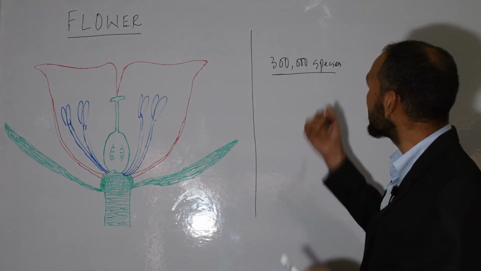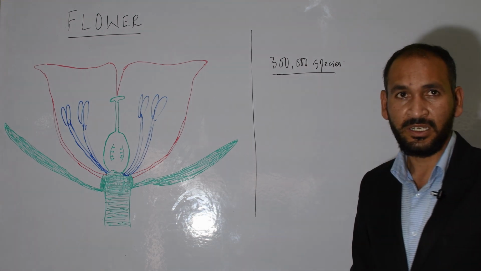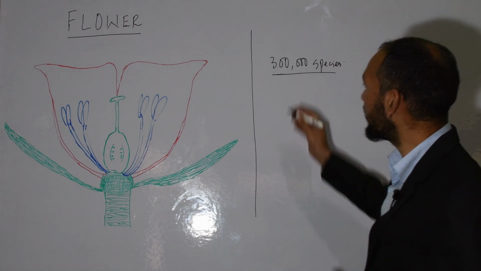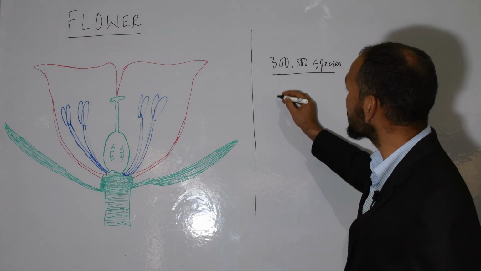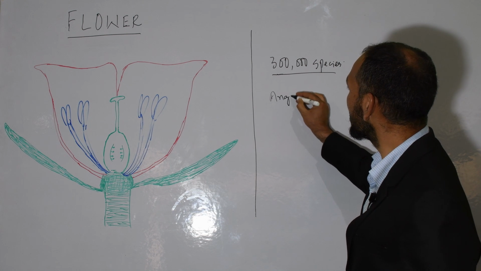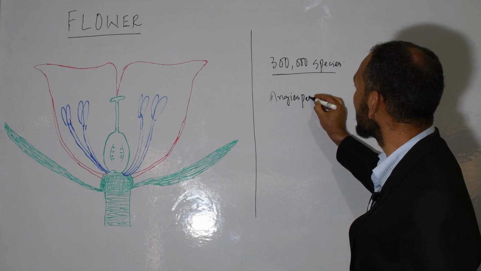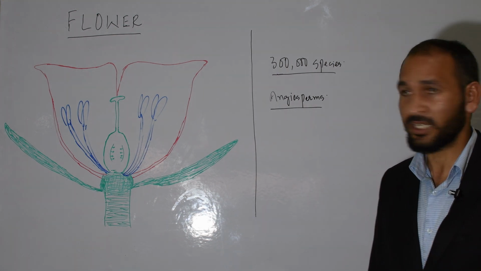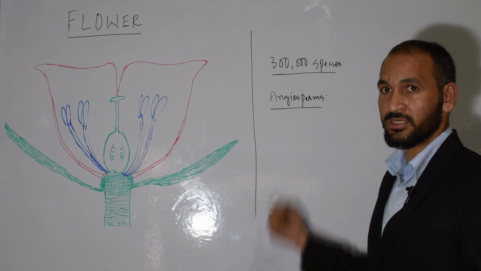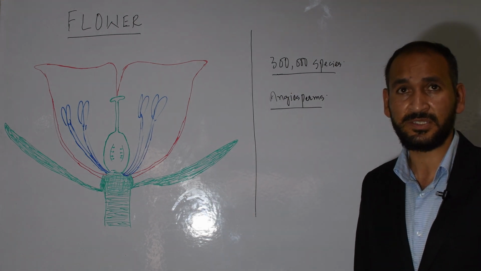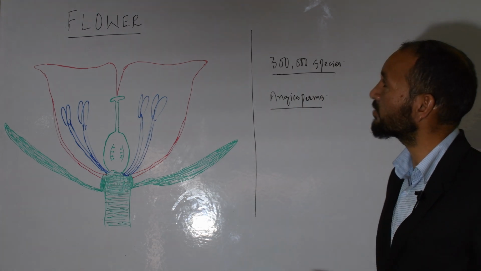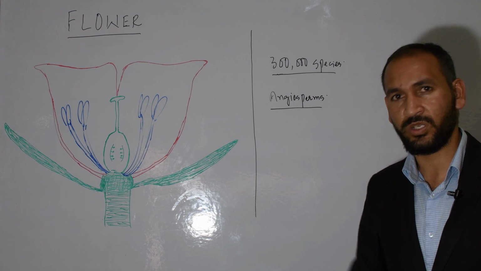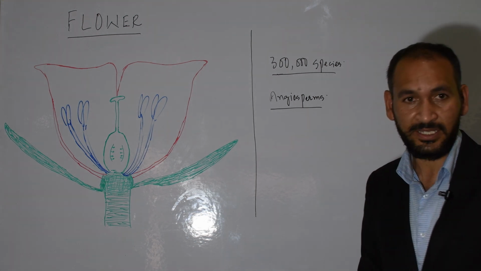Now, these 300,000 species of plants have been put in a division. Do you remember what that division is called? We refer to that division as angiosperms. So this is the division in which these 300,000 species of flowering plants are placed. There are so many other divisions of plants which you will get to know in your classes ahead.